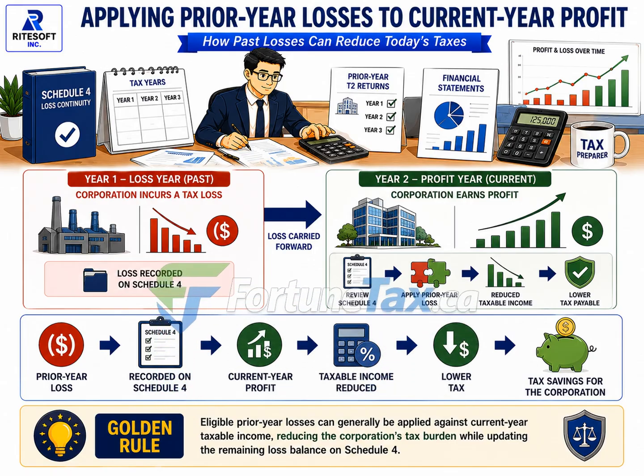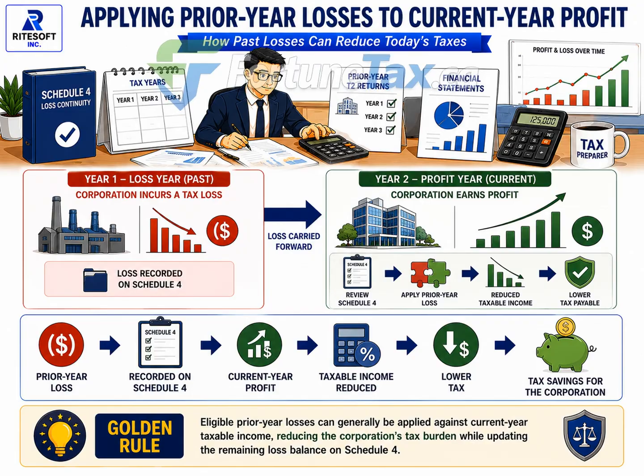One important point to remember is that Schedule 4 is not simply a historical record. It is an active tax planning tool that helps ensure valuable prior year losses are not forgotten when a corporation becomes profitable again. Without reviewing Schedule 4, a corporation could accidentally pay more tax than necessary simply because available losses were overlooked. The key idea is simple.